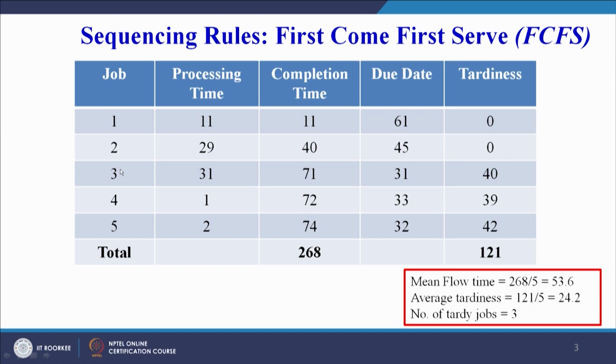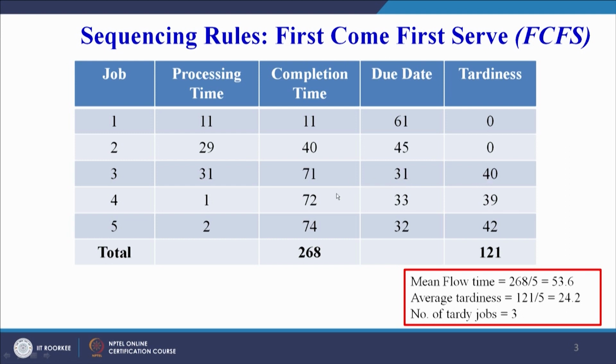Similarly, then the third job will be sequenced, processing time is 31, completion time will be, it starts after 40 time units, 40 plus 31 is 71 time units, but the due date is 31 time units. So we can see the tardiness is 40.